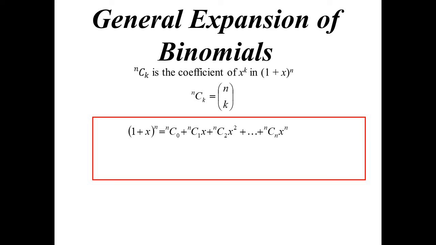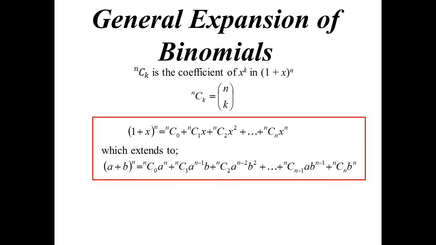Of course, 1 and x limits us a bit, so let's generalise it even more, make it a and b, so we could have any expression we like. And so what we should see happening is the powers of a will start at n, and they will go down by 1. The powers of b, well, it starts at 0 and goes up by 1. The powers should always add up to n, whatever the power of the binomial expansion is.